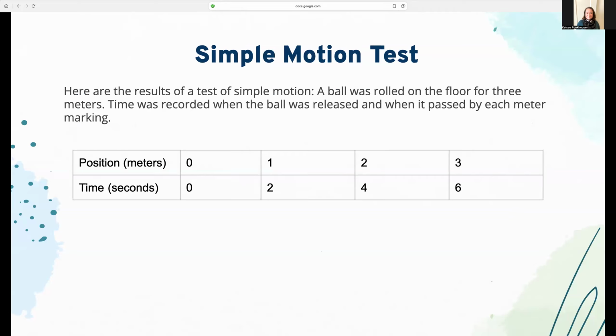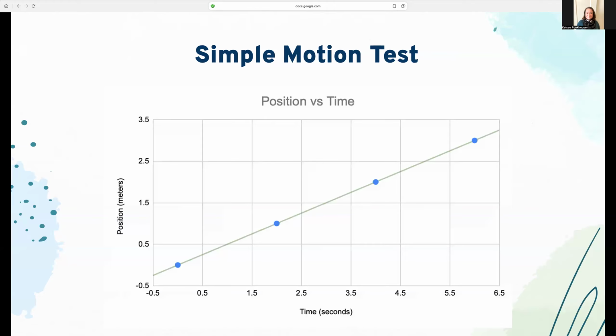Here's an example of a test of simple motion. So this is the result of a test. A ball was rolled on the floor for 3 meters. Time was recorded when the ball was released and when it passed each meter marking. So we have the position in meters for 0, 1, 2, and 3, and then the time in seconds 0, 2, 4, and 6. And we can make a plot of this motion, which we see here.